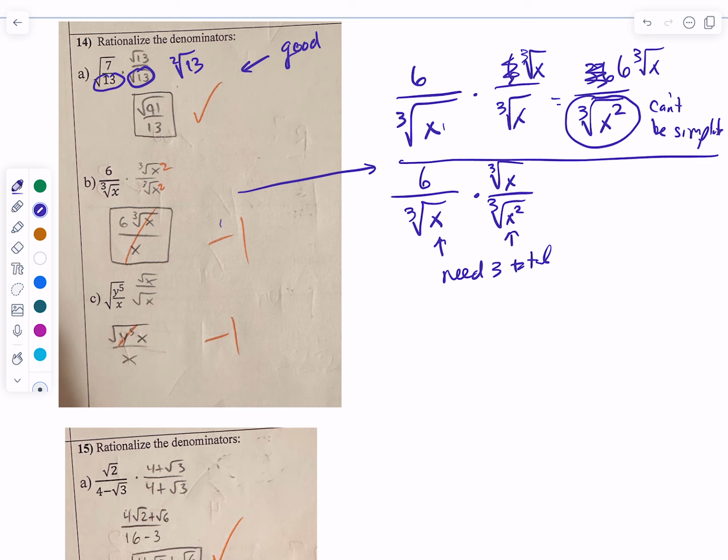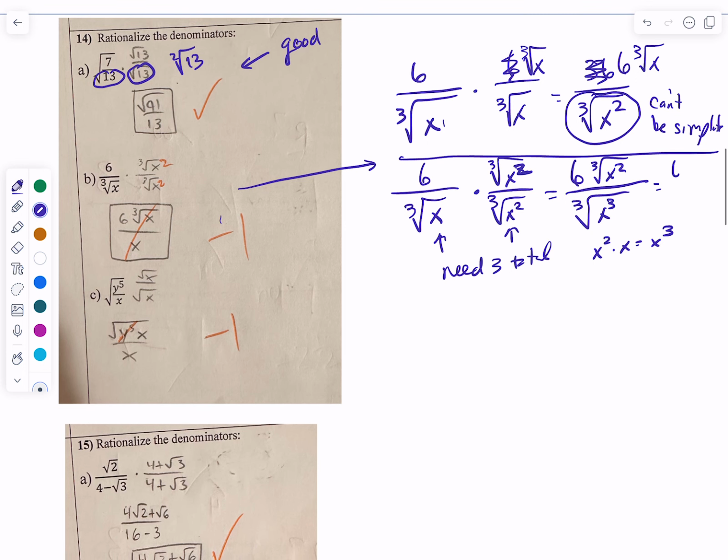So we take the cube root of x squared. And now we get 6 times the cube root of x squared on top. And on the bottom, we get the cube root of x cubed, because x squared times x equals x cubed. And so now we can easily say, there's our answer. Right?